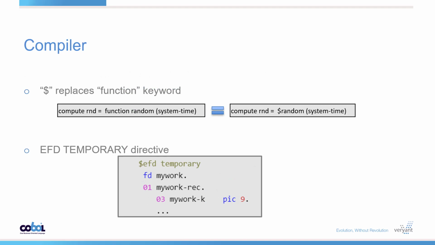To increase our compatibility with other COBOL dialects, you can now use a $ symbol in front of a function instead of the word function.